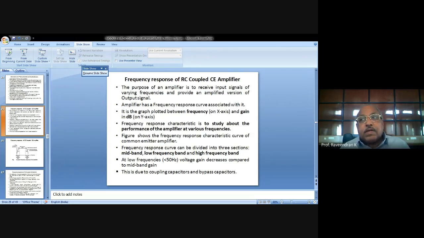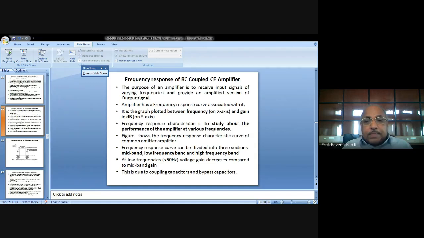What happens? In a CE amplifier, what is the amplification factor? The base current is increased means the amplification factor will be IC by IB. Isn't it? IC by IB. When IB is increased, that will cause the amplification factor to decrease. So the current amplification factor beta is reduced. Why is IC not increased that much, or IC is increased? When IB is increased, of course, that has to increase the IC also correspondingly.